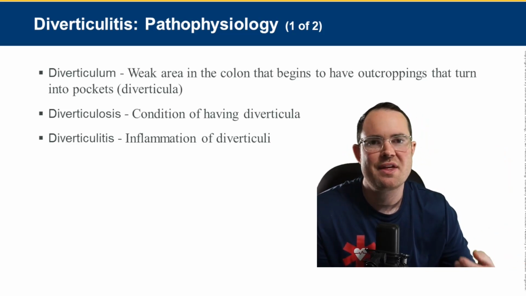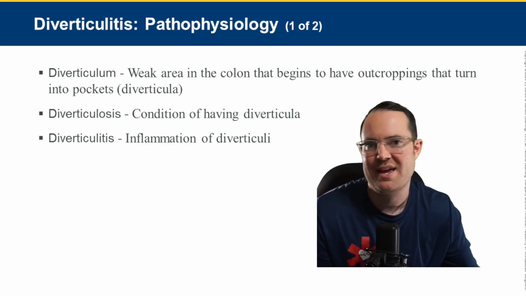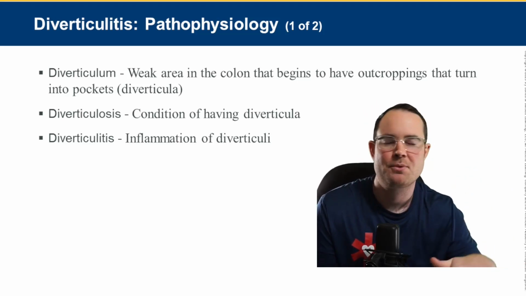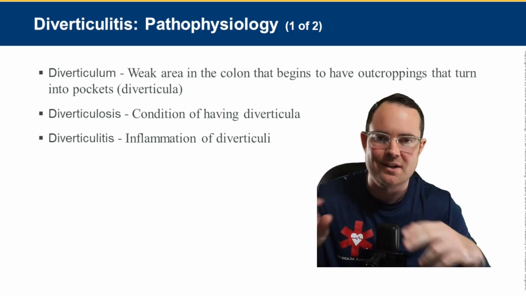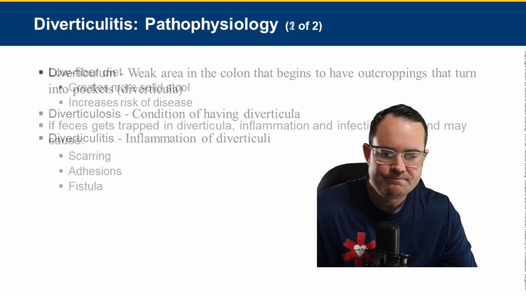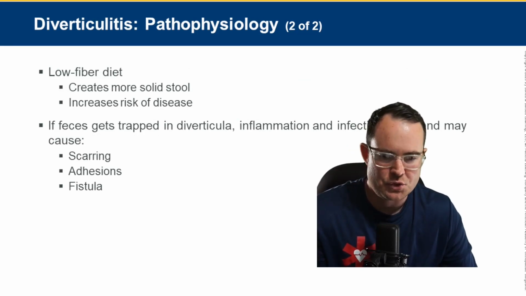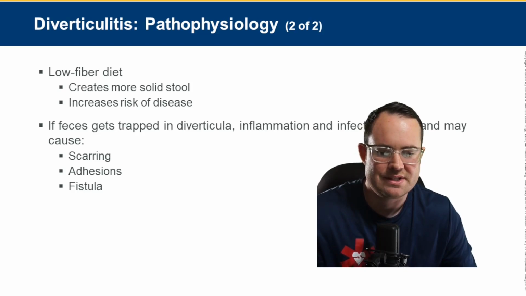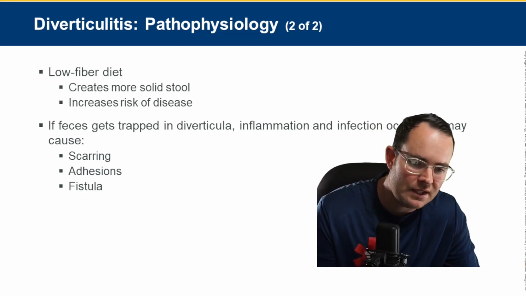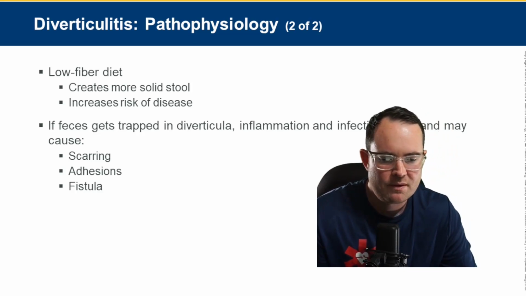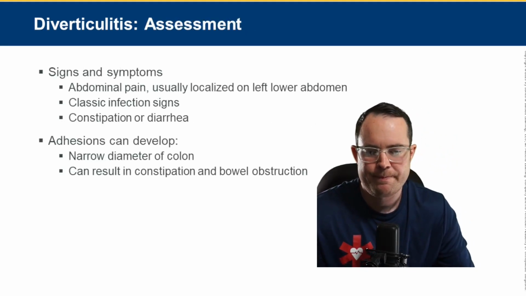Now, with these patients, typically they get told that they have to have a special diet. They can't eat certain seeds, they can't eat popcorn, they can't eat certain things that are going to get stuck in those outpouchings. Here we go. Low fiber diet creates a more solid stool and increases risk of disease. So this is why low fiber is a problem. These patients need more fiber. If feces gets trapped in diverticula, inflammation and infection can occur, which is understood.